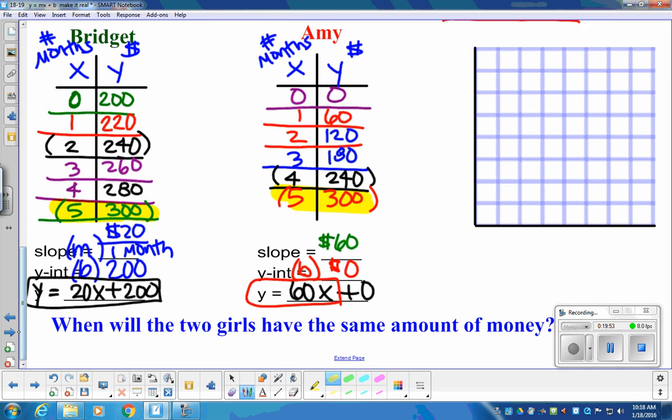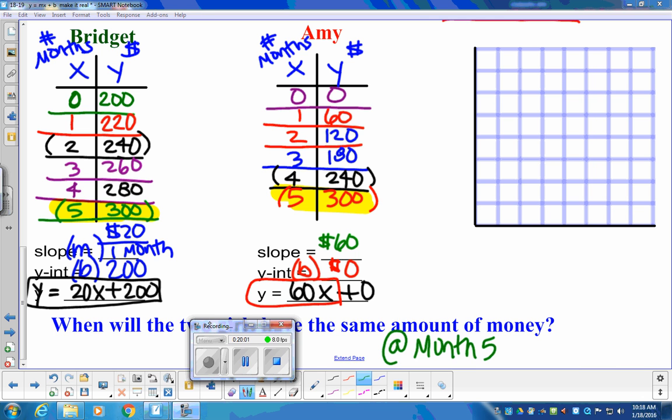So we can go down here and say, when will the girls have the same amount of money? At month 5. At month 5, both girls have $300.